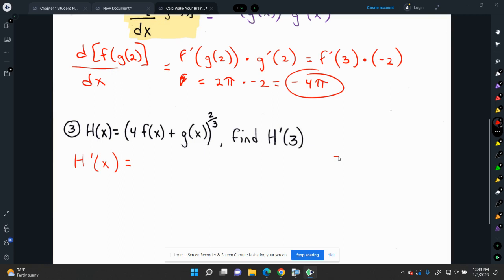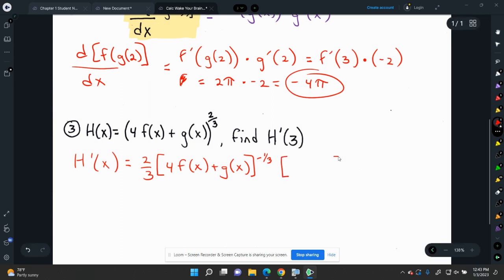Then we're going to substitute in the values afterwards. Okay, so this is an outside-inside. So it's going to be 2/3 for f of x plus g of x, right? I'm just using the formula. Now we're going to do this minus 1, so it's negative 1/3. That's the outside. Now we're going to take the derivative of the inside.